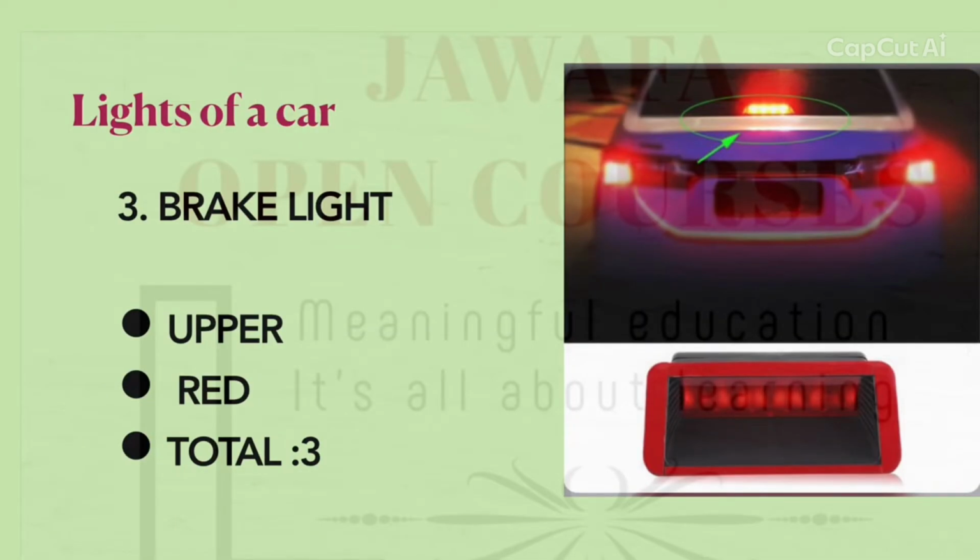Coming in third place is the brake light. These are found at the rear of the vehicle, and among all the various backlights located there, they are positioned right at the very top. They are distinctly red in color, and there are typically 3 of them in total, 2 situated on the sides and 1 positioned centrally. These lights automatically illuminate from the rear whenever you engage the brake pedal, serving as a clear signal.